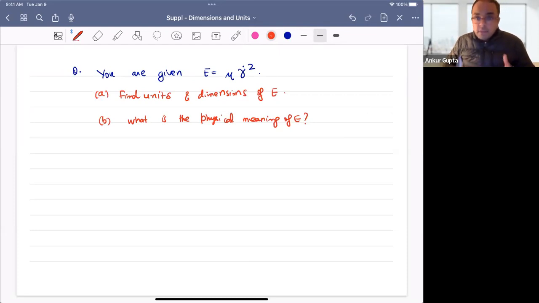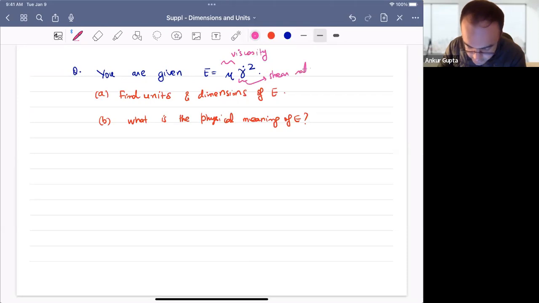You're given a symbol E, and we haven't defined what E is, and that E is mu gamma dot square. Recall that we've discussed mu is viscosity, and gamma dot is shear rate. This is something we have defined in the class. You've been asked to find the units and dimensions of E and what is the physical meaning of E. Your homework problem is similar, but it goes on something like non-Newtonian fluids. But the idea is the same, so this will help you get some additional practice.